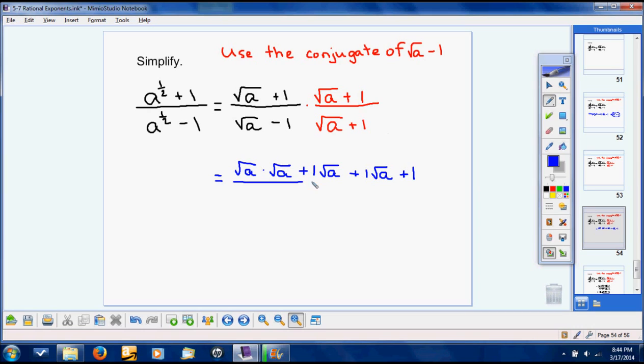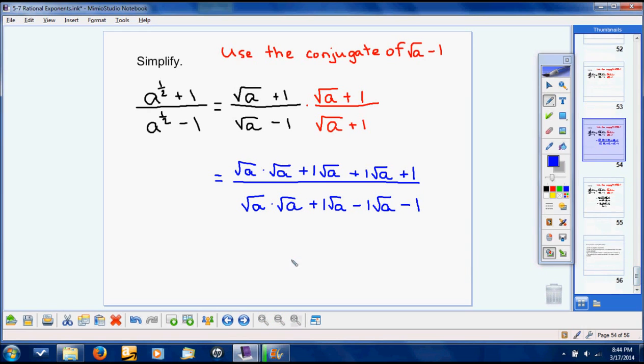And the denominator is going to be square root of a times the square root of a, plus 1 times the square root of a, minus 1 times the square root of a, minus 1. Now we have some cleaning up to do in this thing.